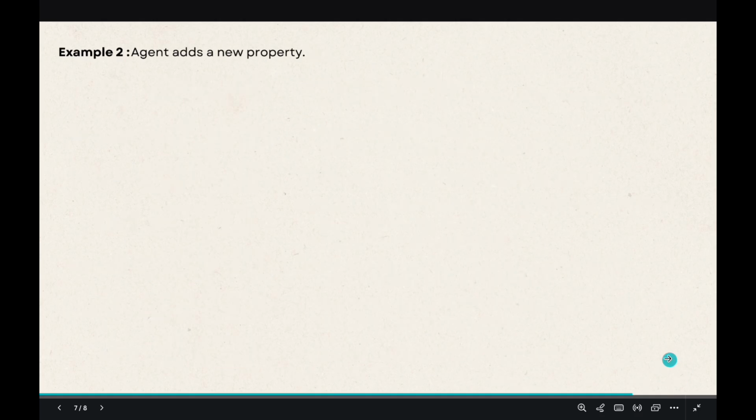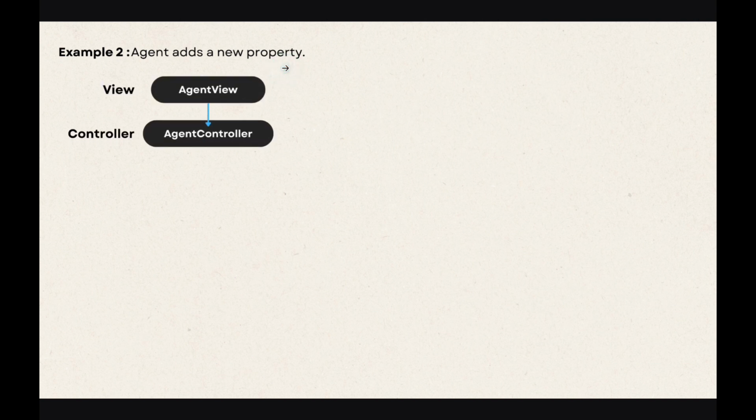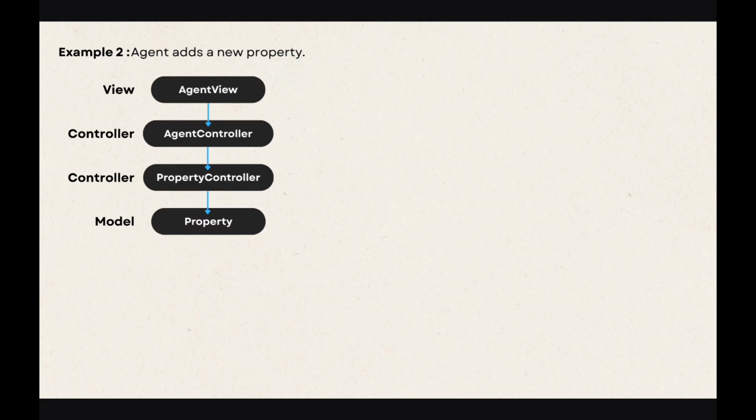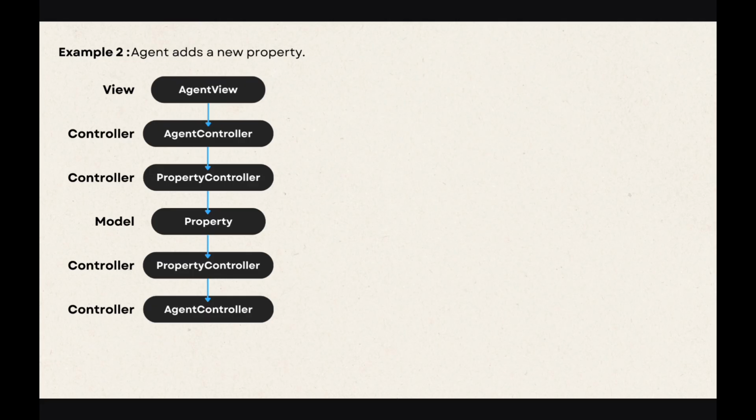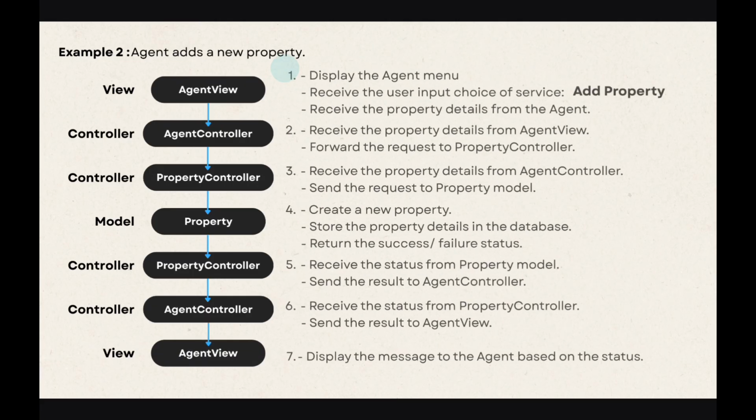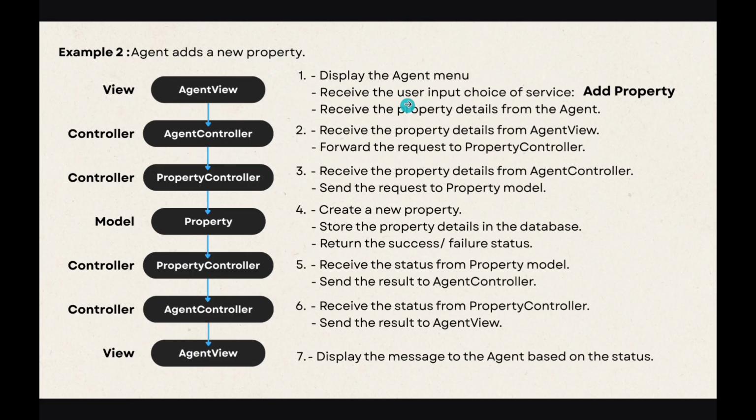So let's start example 2. The agent adds a new property. The flow starts from the agent view to the agent controller to the property controller to the property module that stores data, and back to the property controller, back to the agent controller, and last back to the agent view. The agent view displays the agent menu and receives the user input choice, which is add property, and the property details from the agent.